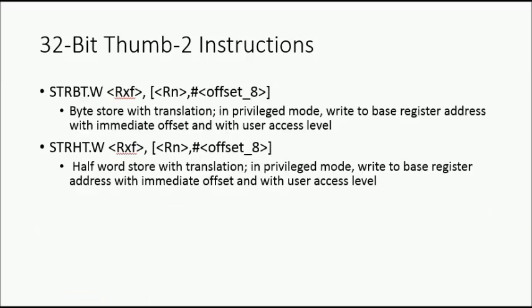STRBT.W, Rxf, Rn, hash offset 8. Now here the byte is transferred to the memory location with translation in the privileged mode, and that will be written to the base register address with the offset immediately provided in the instruction, with user access level. So a byte, that is 8 bits, is transferred in this instruction. The two instructions are the same, the only difference is that here 8 bits are transferred, that is the STRBT instruction, but in the other instruction the half word is transferred. So here 16 bits are transferred.